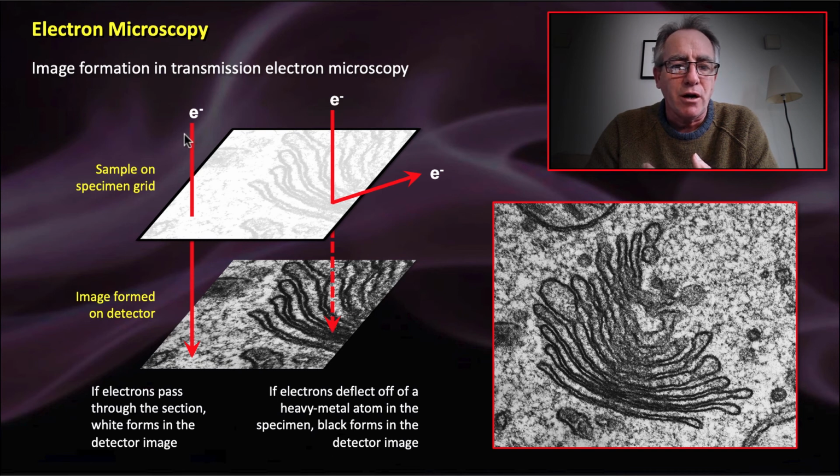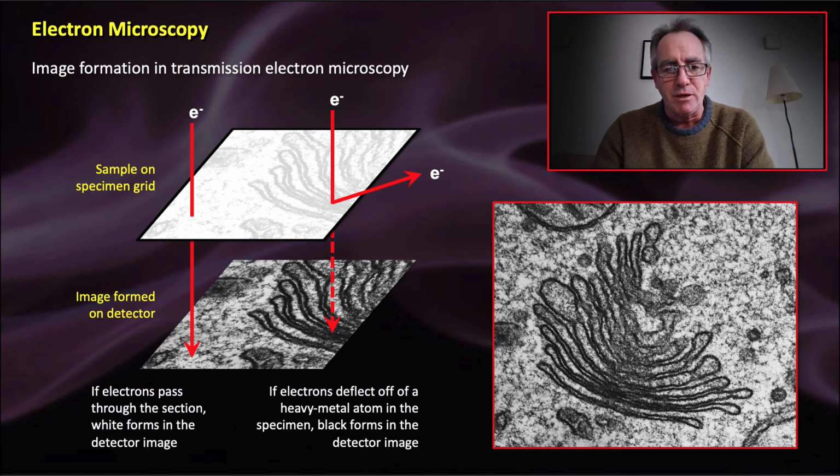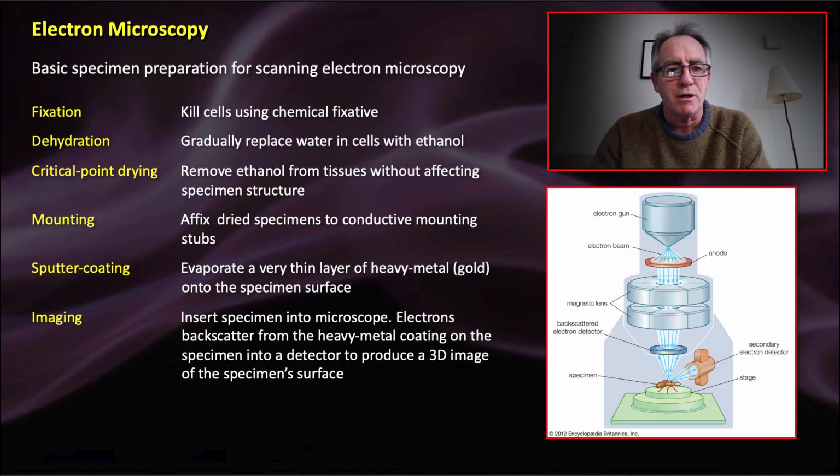But where an electron doesn't hit a heavy metal atom, it goes right through the specimen, it hits the detector, which therefore forms bright or white. So you get a black and white image, just like the one that's illustrated here of this beautiful Golgi body. Where there were membranes, the electrons didn't get through and we got black in the image. Where there were no membranes or real biological material, the electrons got through and we got white in the image. And you see the beautiful, beautiful details of the biological specimen. So that is the world's fastest tour of how you do transmission electron microscopy.